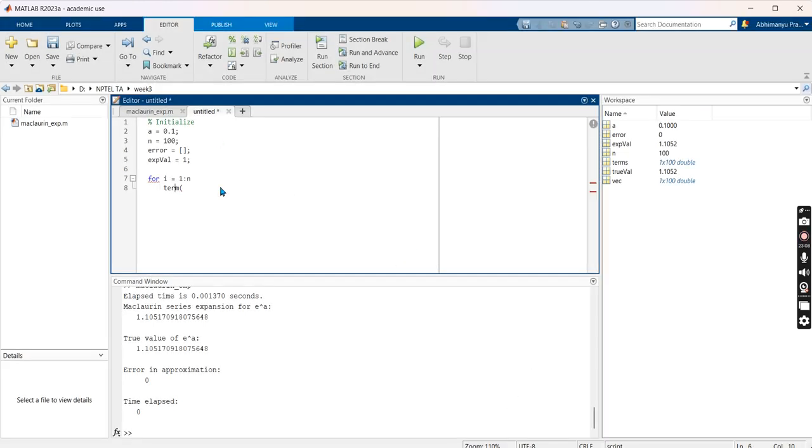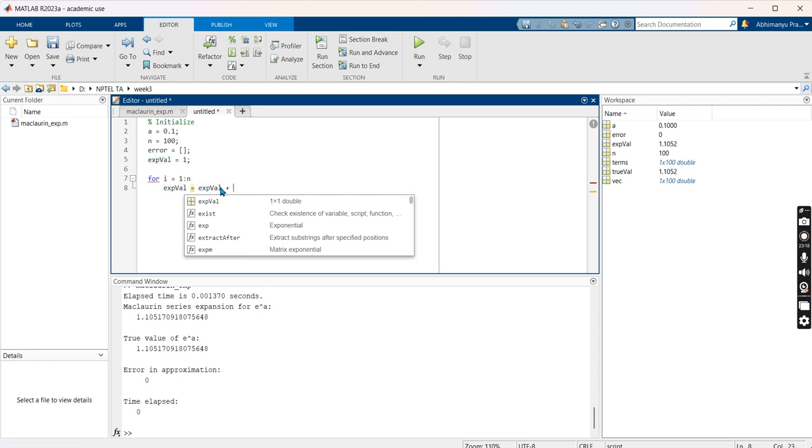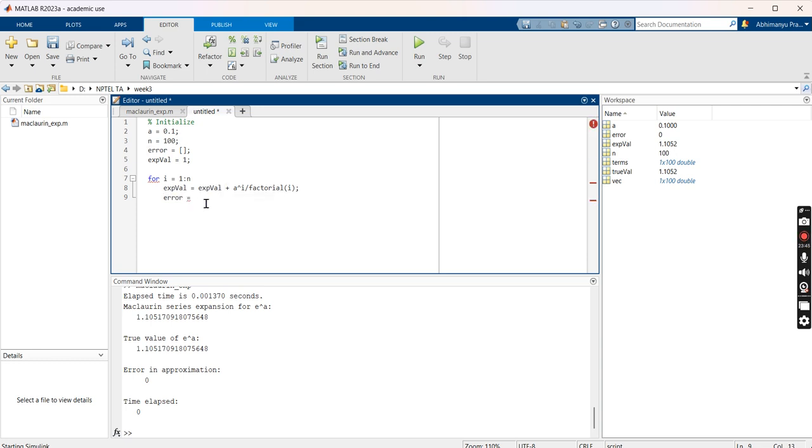Where is my MATLAB not working? Okay, fine. So x bar is equal to x bar plus, and also if I take my error, then that would be, let me calculate true value.